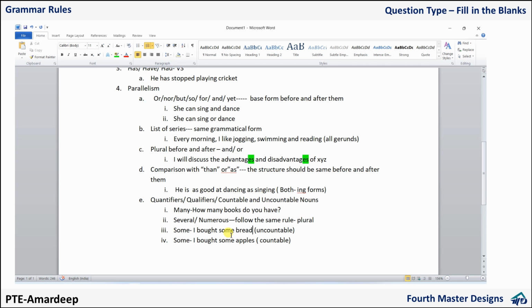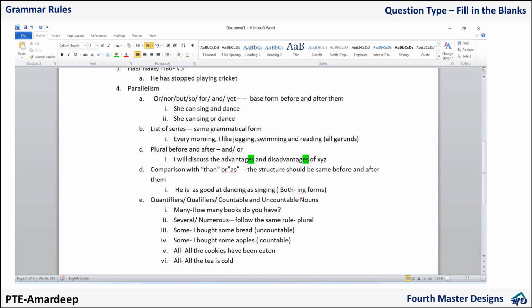So you have to keep this countable and uncountable thing in mind, and use these quantifiers, qualifiers, some, much, many, most, accordingly. In the same way, we have the word all. If I say all the cookies have been eaten, fine. Now I can use this one in this way: all the tea is cold. Here I won't be writing tea are cold. All the tea is uncountable. Cookies are countable.